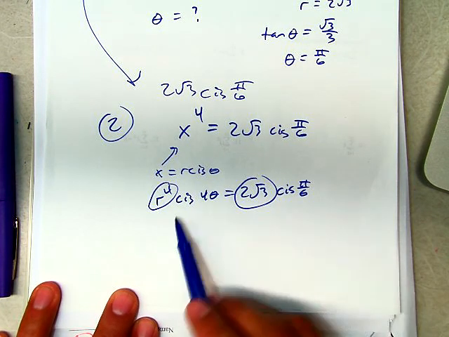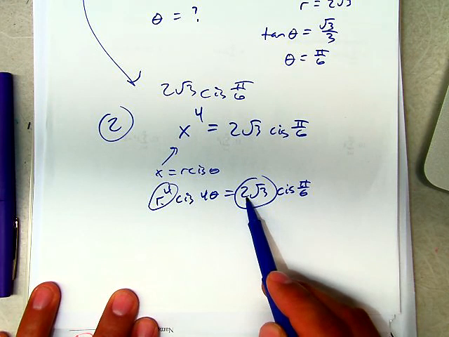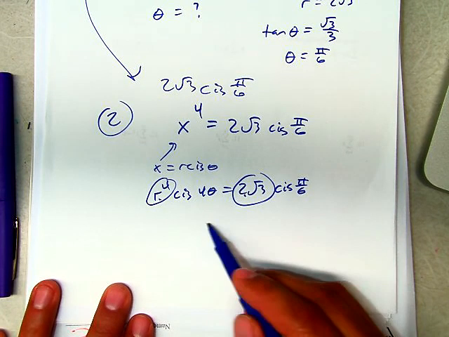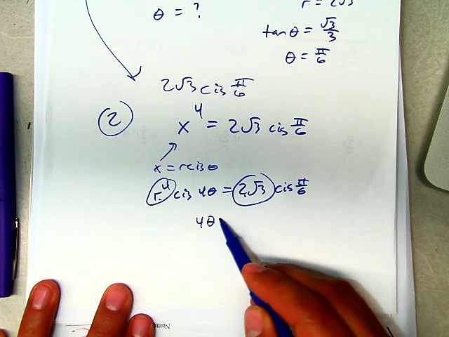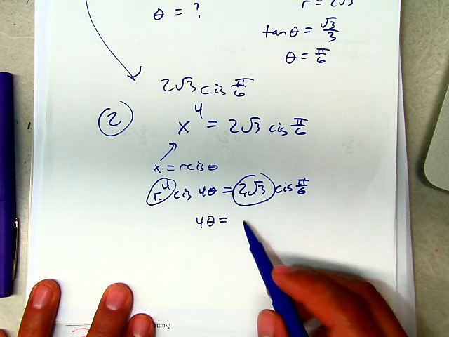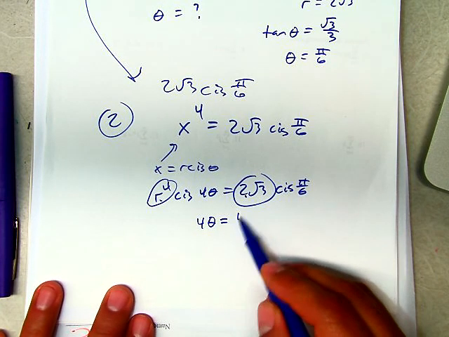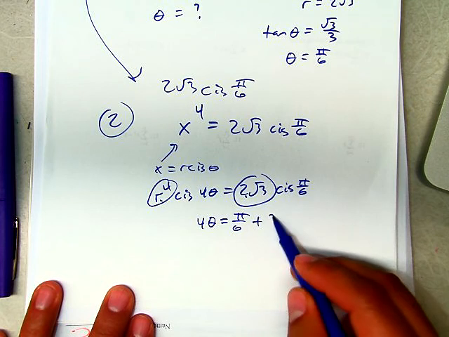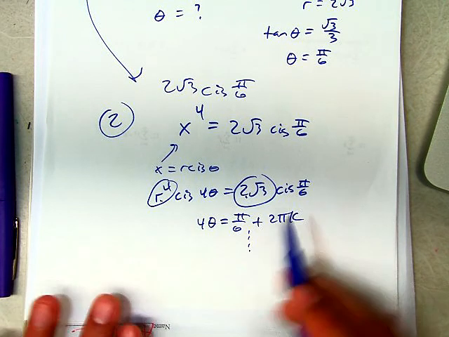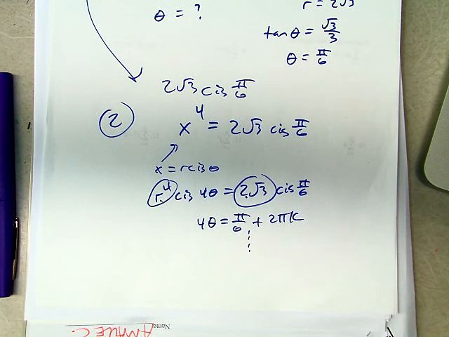Reviewing. So r to the 4 equals 2 root 3. You can get your radius from there. And then what equation would I use to find theta? 4 theta equals what? Pi over 6 plus, exactly. It's the same process as before, just a few different intricacies as long as you understand what changes.